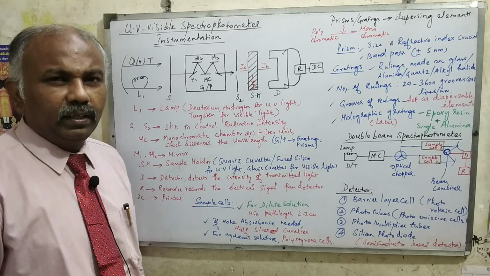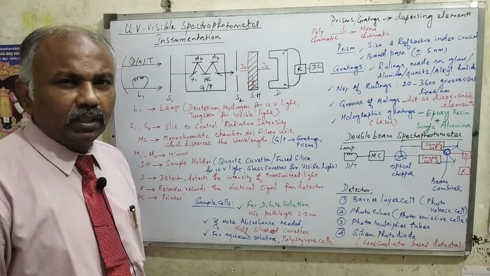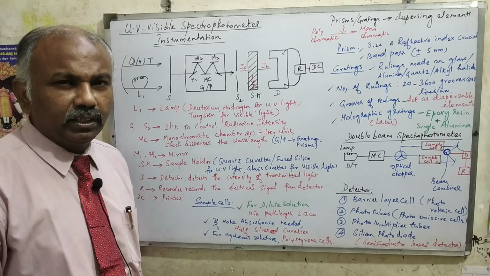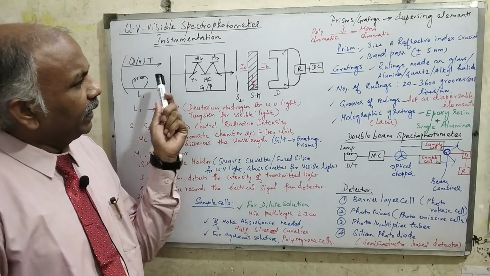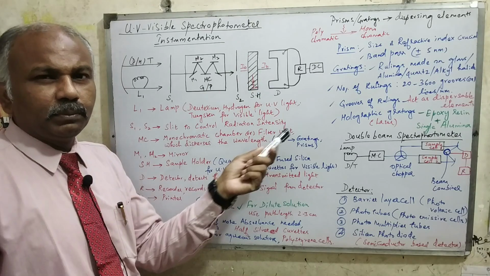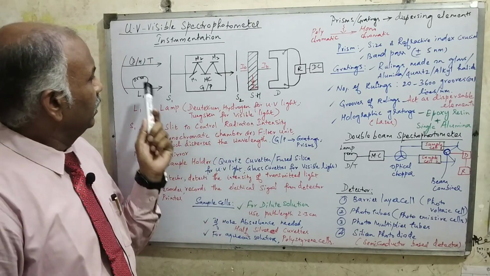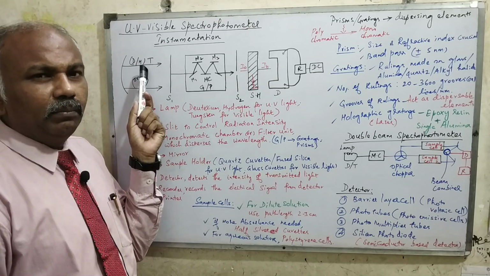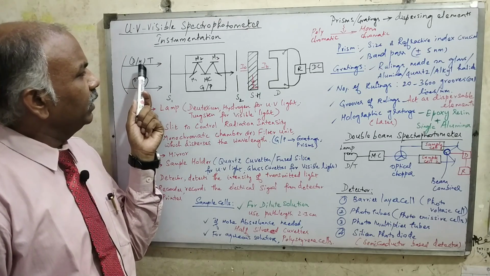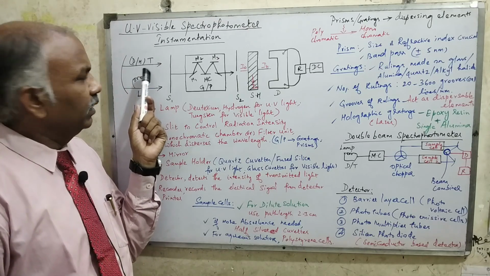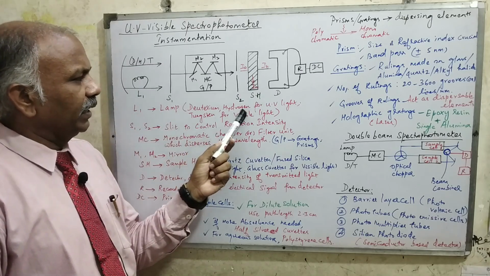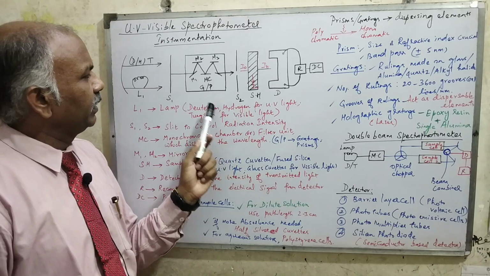Today we are going to discuss the UV visible spectrophotometer instrumentation. I have made a diagram of the general layout. Here we have the light source, basically a deuterium and hydrogen lamp for the UV region and a tungsten lamp for the visible region. This is L1, the light source for the UV light as well as for the visible region.